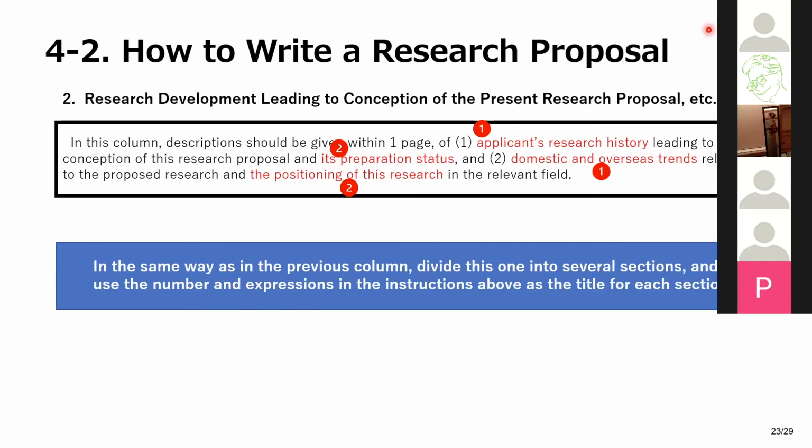Now the second column can be written in the same way. It's only for one page. First, you need to write a research history and preparation status. And secondly, domestic and overseas trends and positioning of the research.